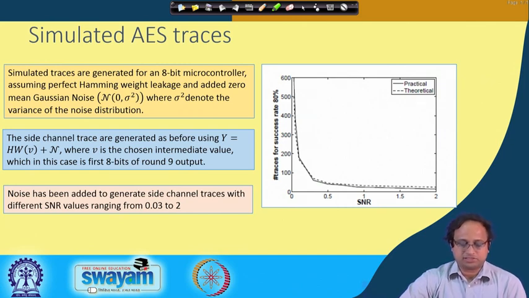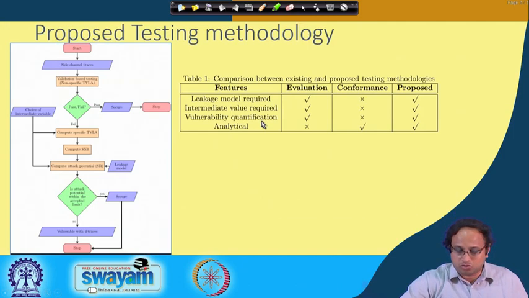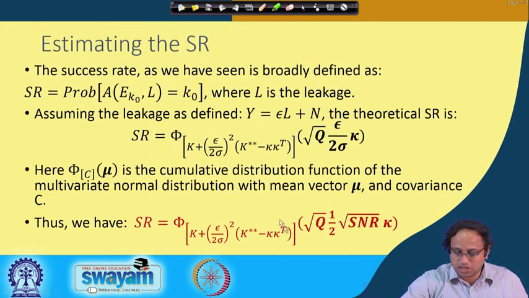And then we add noise and we vary the SNR from something like 0.03 to 2. You can observe that we do an estimation of the success rate, or the traces required for a success rate of 80%. So note that what I can do is go back to this equation and fix the success rate, and from there try to estimate Q, which is the number of observations, okay.